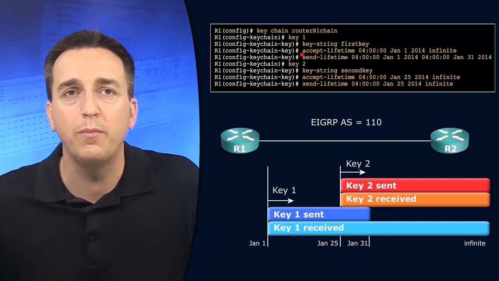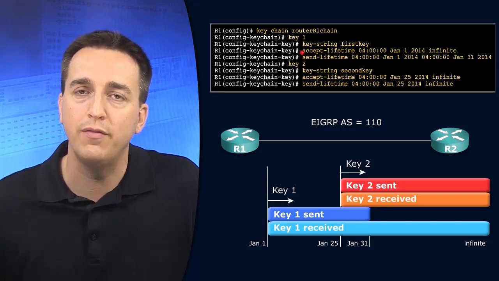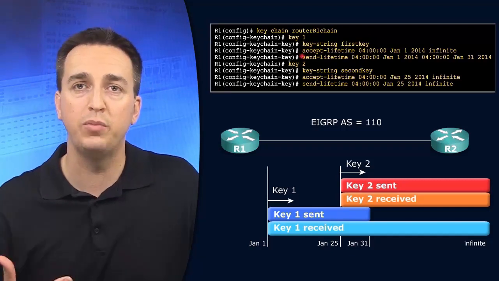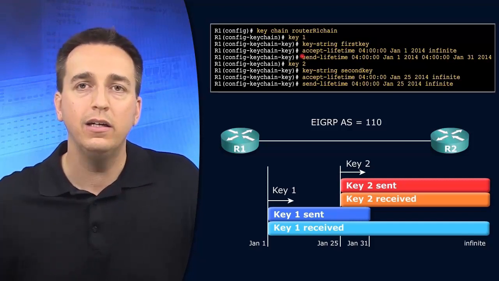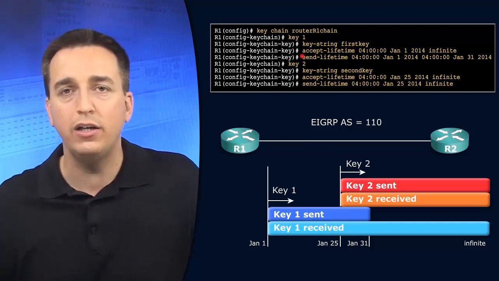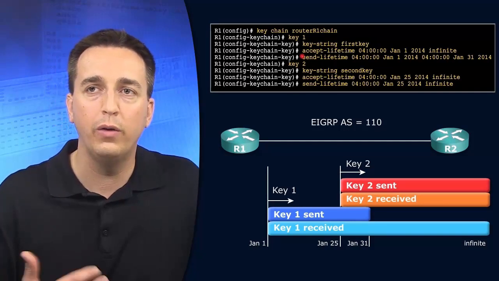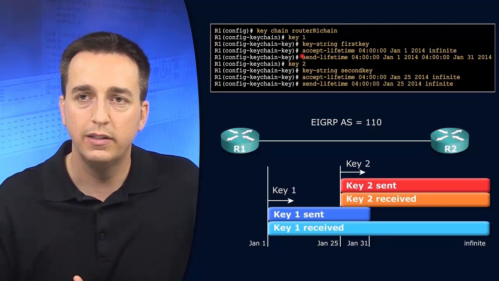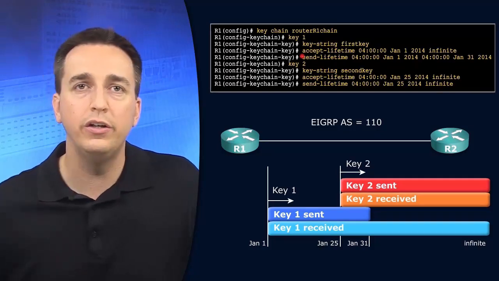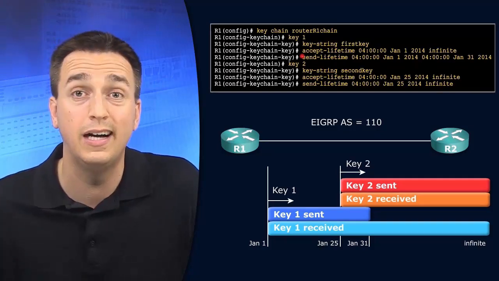We can also set up the accept and send lifetime, and this is where the key rotation comes into play. So if I want to utilize a certain key in January, I can do so. If I only want to accept a certain key from a neighboring device in a certain month, I can do so. You have the flexibility based on time and date.